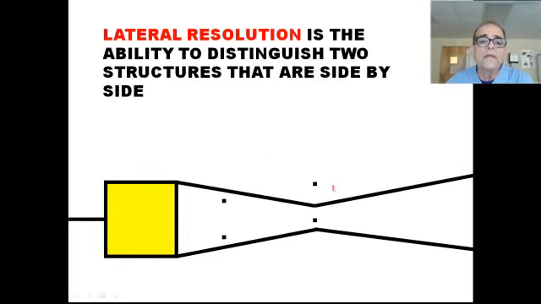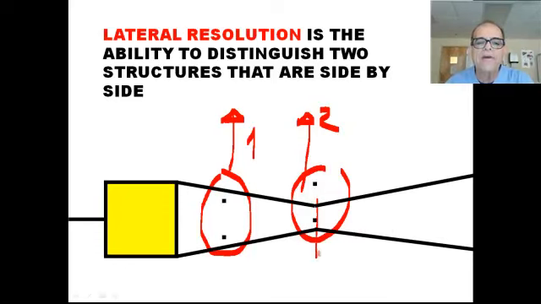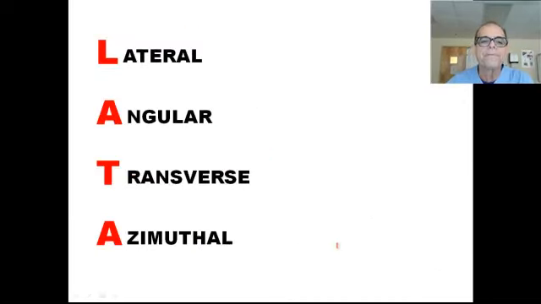Lateral resolution is the ability to distinguish two structures that are side by side and depends on the beam width, and it is different at different depths. In this place, for the machine, there is only one echo. In this place, for the machine, there are two echoes. In other words, at different distances the lateral resolution is different and is better in the focal area. Lateral resolution is also called LATA: lateral, angular, transverse, and azimuthal.